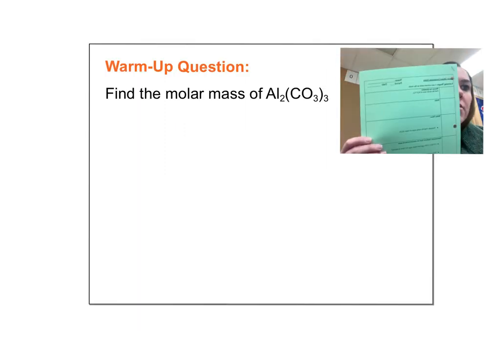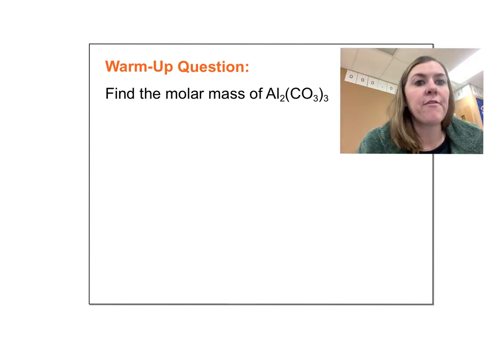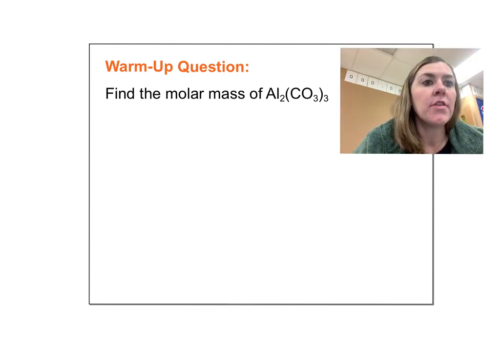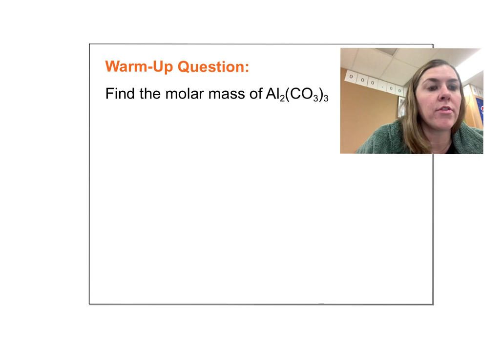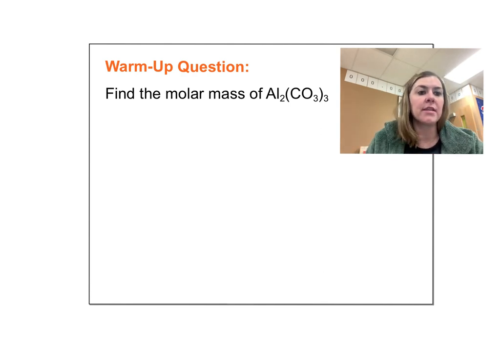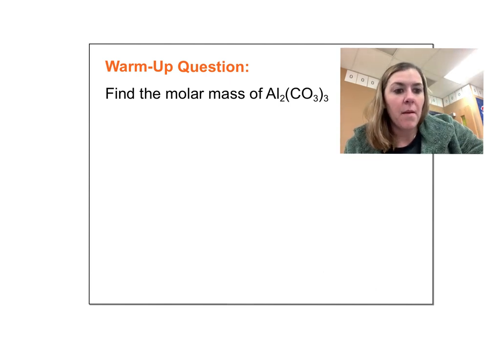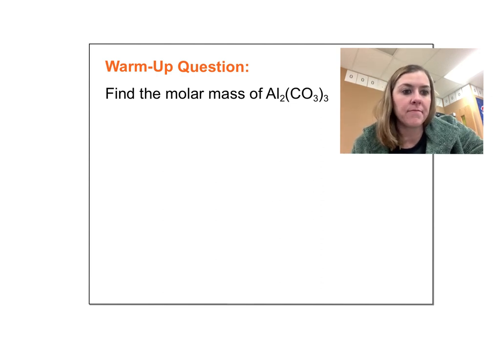All right, for your warm-up, this is gonna happen in your green Cornell notes. I want you to find the molar mass of this aluminum carbonate. So Al, that's aluminum with a 2, and then in parentheses CO3 outside the parentheses 3. Find and add up the molar mass. You'll need your periodic table and calculator. Pause the video as you work, and when you're ready for the answer, you can hit play again.